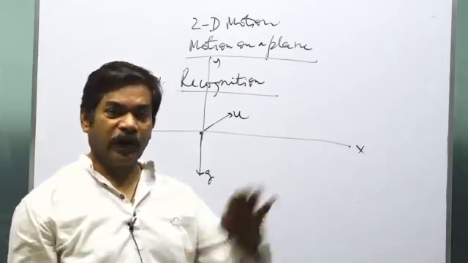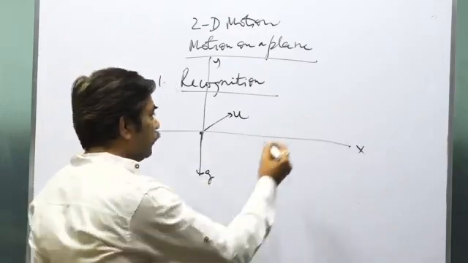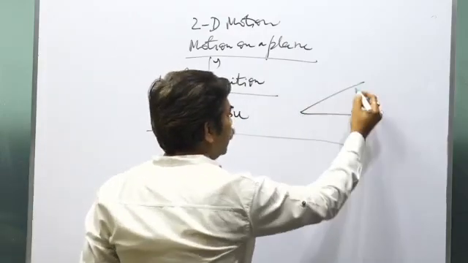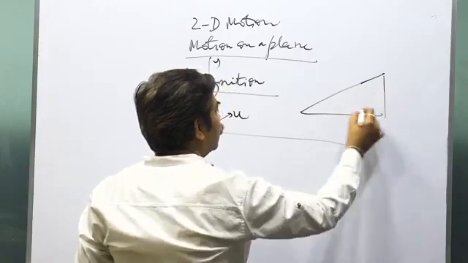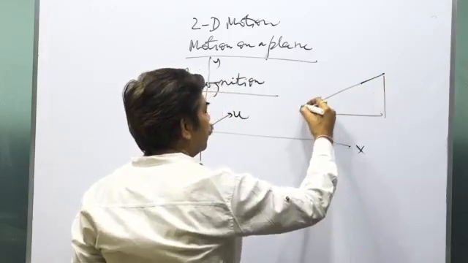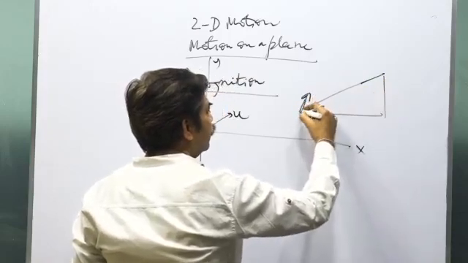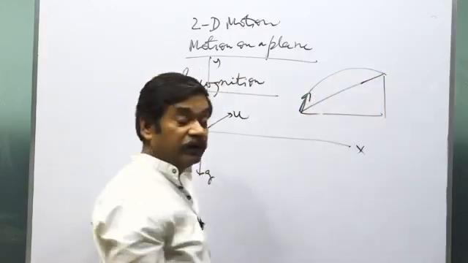If it is on an incline, suppose this is an inclined plane which is fixed on the earth, and now we throw the particle like this, it will follow a path and will reach somewhere here.